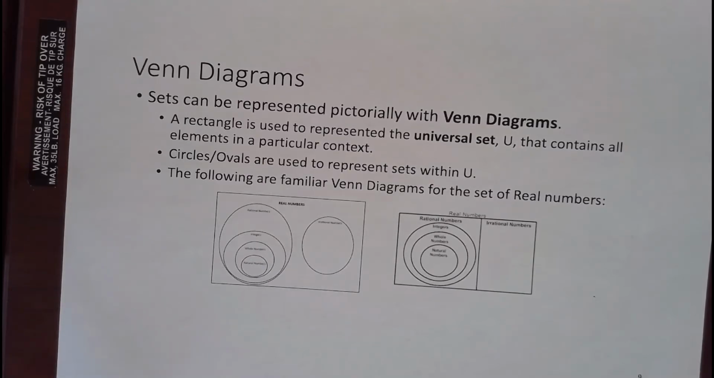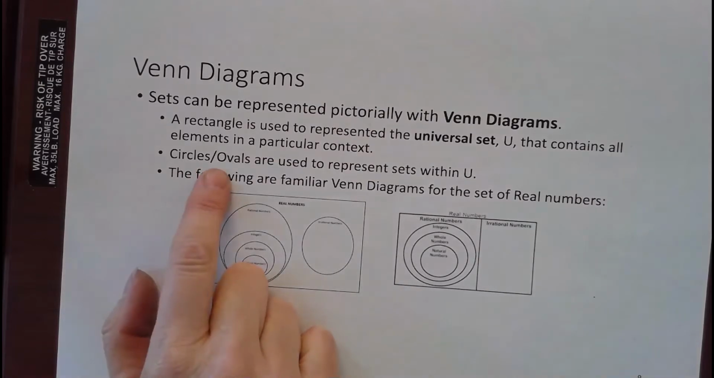Okay, so in terms of a set, a rectangle is used to represent what we call the universal set. The universal set is just all the things that are under consideration. If we were talking about this class, the universal set would be all the students in here. If we were talking about the university, the universal set would be all the students in the university. If we were talking about integers or real numbers, you can define whatever you want your universe to be, and then those are the only things that you're thinking about. So a rectangle is used to show a universal set, all the things under consideration.